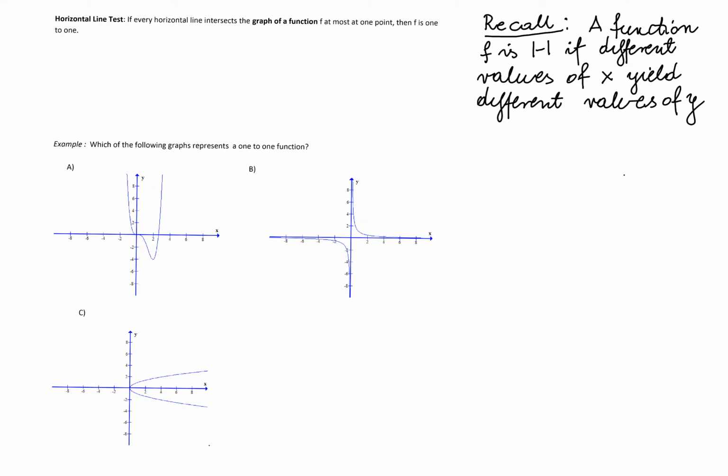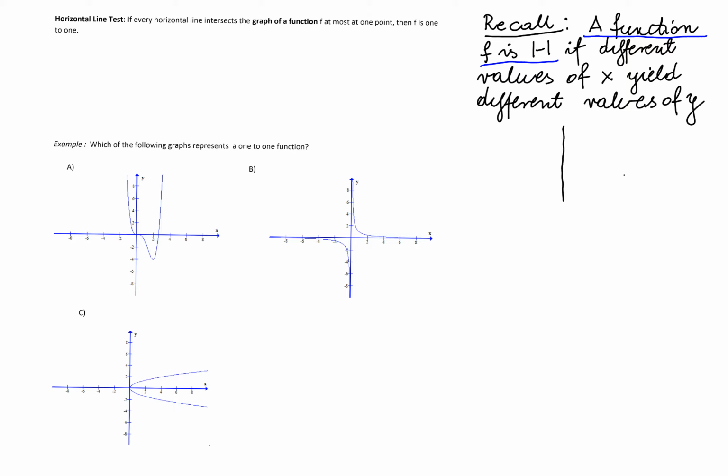We'll learn here how to determine that a graph represents a one-to-one function. Let's recall that a function f is one-to-one if different values of x yield different values of y. What does it mean geometrically?